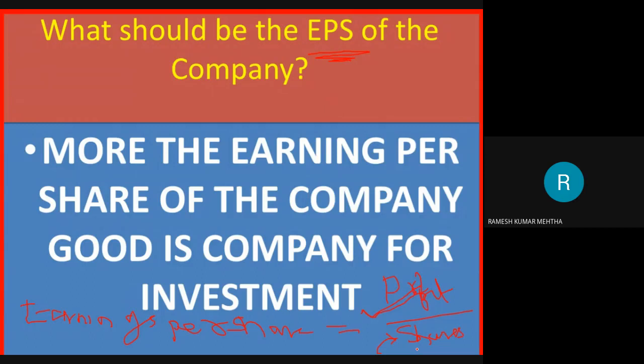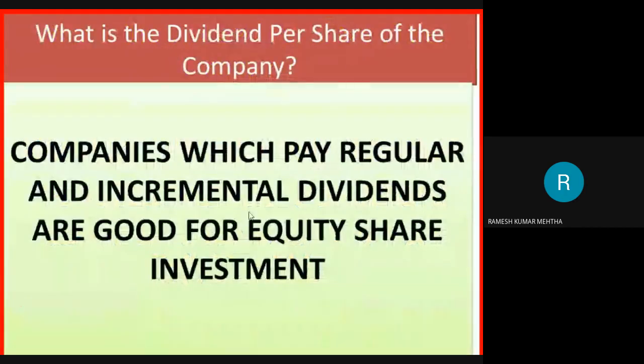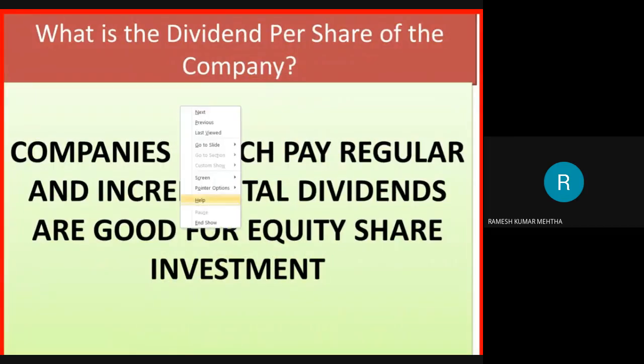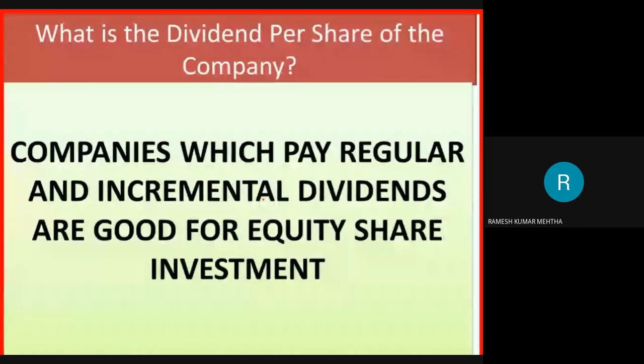So you can look at companies' earnings per share. For example, Reliance Industries, what is the earnings per share? Or ICICI Bank, what is the earnings per share? So on and so forth. Okay. Next one. What is the dividend? The next factor, the fourth factor I will call it, is dividend per share.